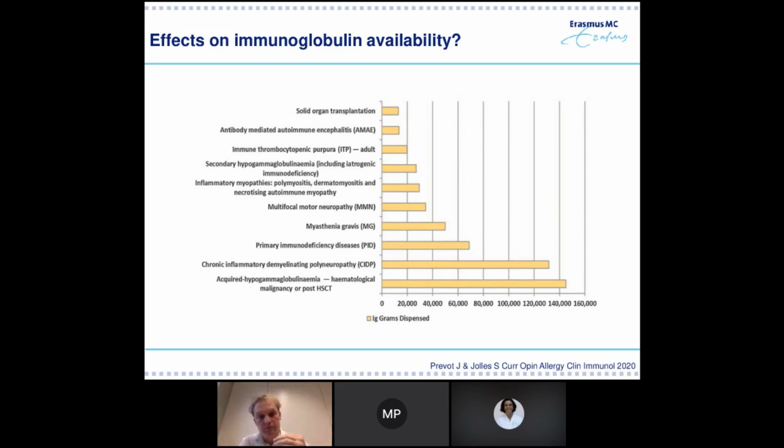And you see all the way down that acquired hypogammaglobulinemia, secondary antibody deficiency, gives the highest demand for use of immunoglobulin replacement therapy, more than, the third bar from the bottom, primary antibody deficiencies. So indeed, it gives an insight that there is an increasing demand for immunoglobulin replacement therapy in patients with secondary antibody deficiency. So what will that mean for the future? That there will be more demands on IgG supply, and we have to deal with that with our authorities and with our plasma producers.